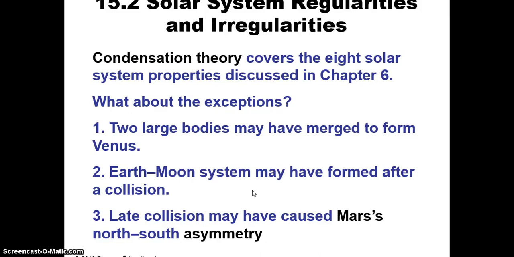And there's also, when you study Mars, a big difference in the northern hemisphere and the southern hemisphere of Mars, and we think that there was a huge collision on Mars that caused this difference between the two hemispheres. So these are irregularities. The regular stuff is the things that we talked about in Chapter 6.